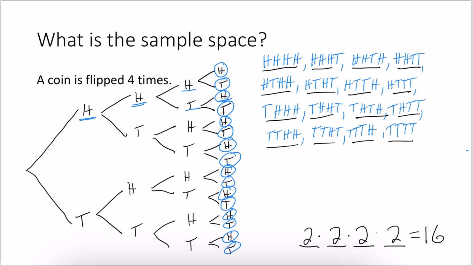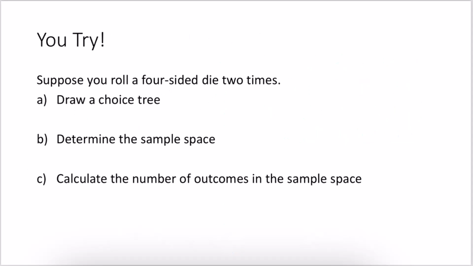So why don't you guys go ahead and try this for yourself? Suppose that you're going to roll a 4-sided die 2 times. I want you to draw a choice tree, determine the sample space, and calculate the number of outcomes in the sample space. Remember, this is a 4-sided die, which means that it only has 4 numbers on it, instead of being a regular 6-sided die that has 6 numbers on it. So go ahead and try this on your own, pause the video, and then restart it to see how I would solve this.